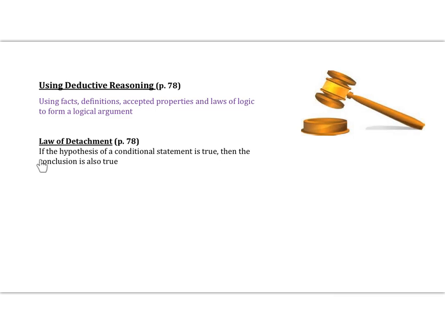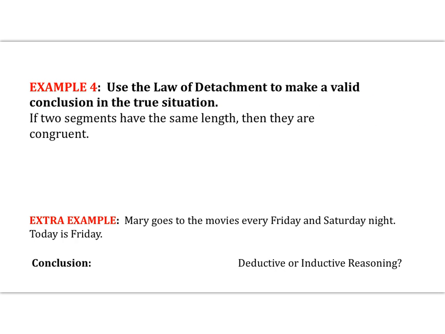And then we have what's called the law of detachment. This happens if the hypothesis of a conditional statement is true, then the conclusion is also true. Let's consider the following example. Use the law of detachment to make a valid conclusion in the true situation. Here's our situation. If 2 segments have the same length, then they are congruent.